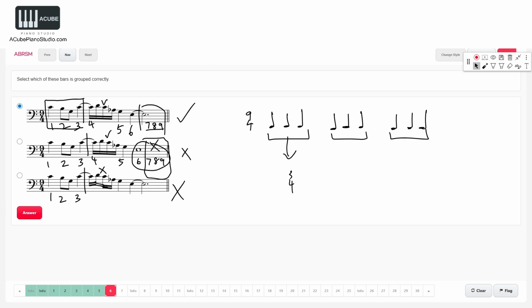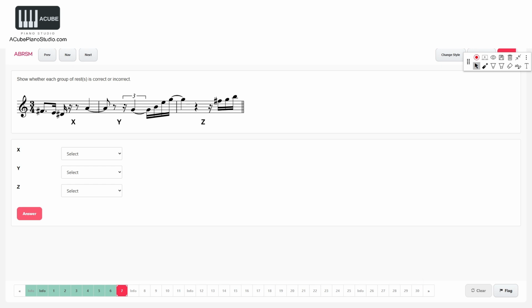Okay. So there you go. The first one is the correct answer. All right, let's take a look at the grouping of rests. So this is 3/4 time. So let's take a look at this.